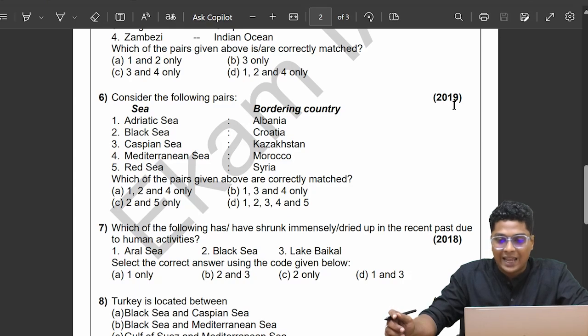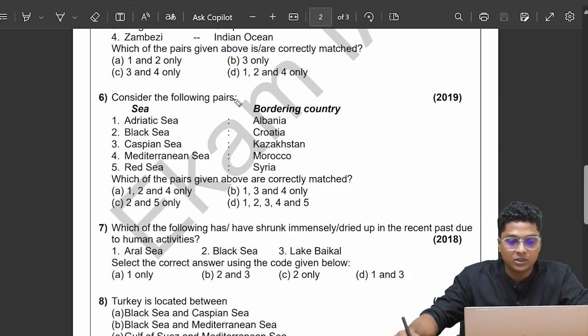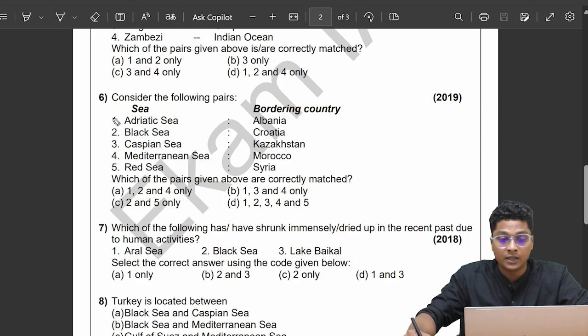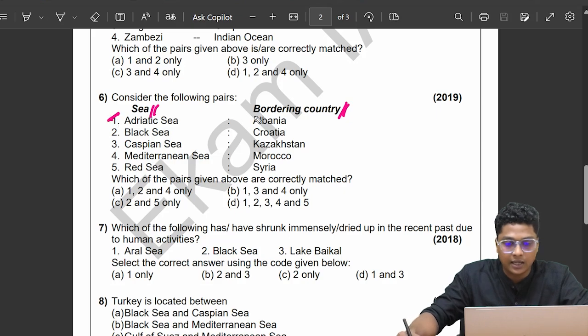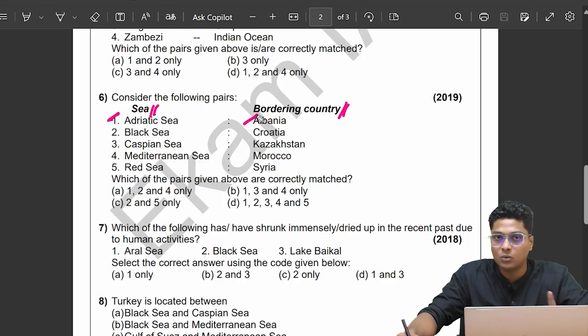Okay, this is the 2019 question, 6th question. Try to find the answer for this. You will be able to find it. Try to pause and find the answer. Okay, hope you have done it. So here on the left side, we can see the sea. On the right side, we can see the bordering country. So Adriatic Sea, Albania, which is true.